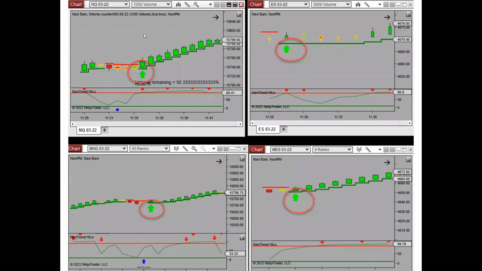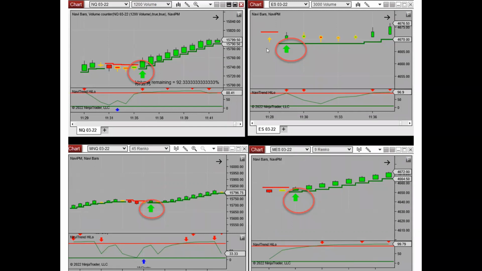One of the things I want to zero in on here today is the idea of correlated signals. For example, on the top of the screen, I've got the NASDAQ. I've got a buy signal on the NASDAQ volume chart. On the E-mini, I've got a buy signal on the E-mini volume chart. On the NASDAQ in the lower left, this is actually the MNQ, but it's going to give you essentially the same chart as the NQ. You've got a buy signal on the 45 Renko. By the way, these Renko charts are unique. You won't see them anywhere else.